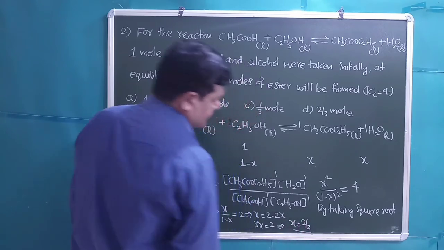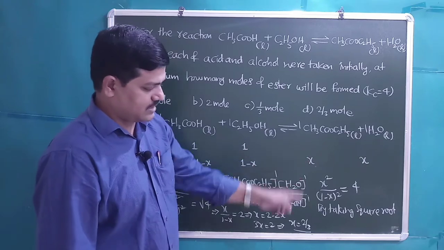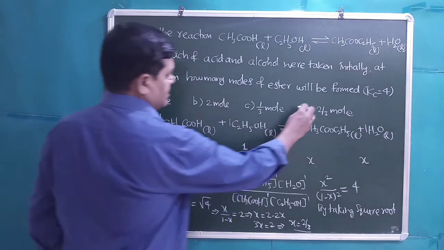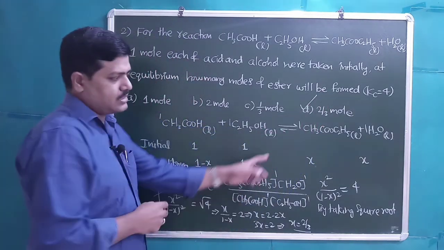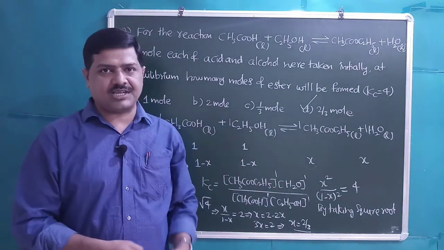Students, what is x? That is the number of moles of ester formed, which is 2 by 3, given in option D, right? 2 by 3 moles are present at the equilibrium condition. Let us take one more question now.